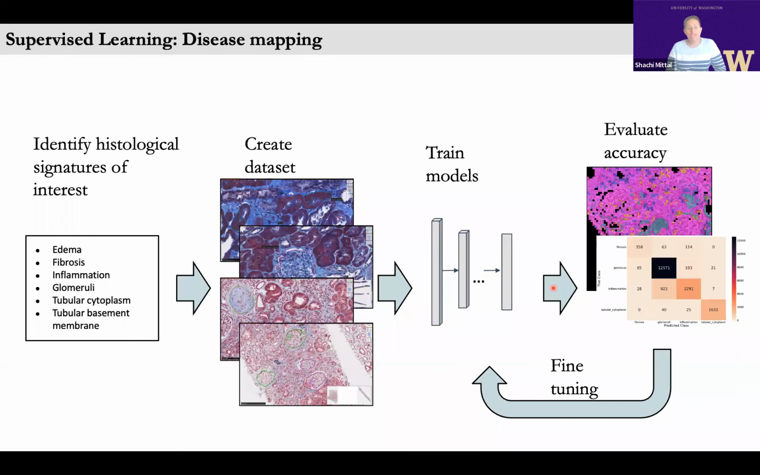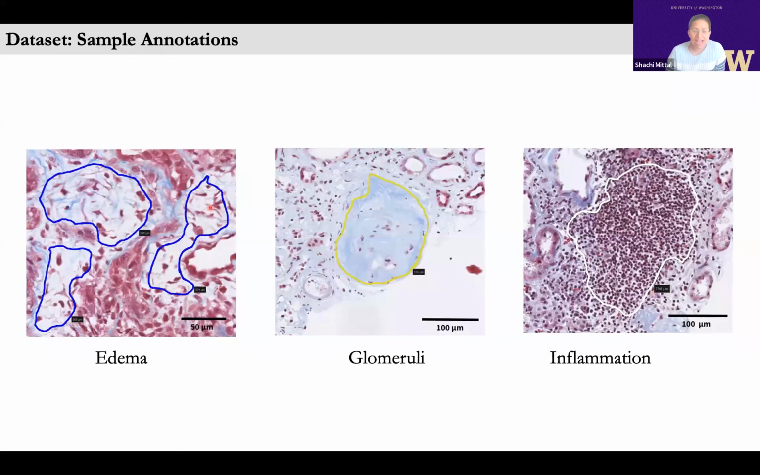So then we chose these classes, which are indicative of chronic kidney disease and would help us tell clinicians early on which patient would need a transplant and which patient would not benefit from a transplant. So again, the pipeline is the same. We create the data set, we train the model, we evaluate the accuracy, and we tune back our model. So to just show the training data, here are some of the hand-drawn annotations which act as training data for our supervised model.